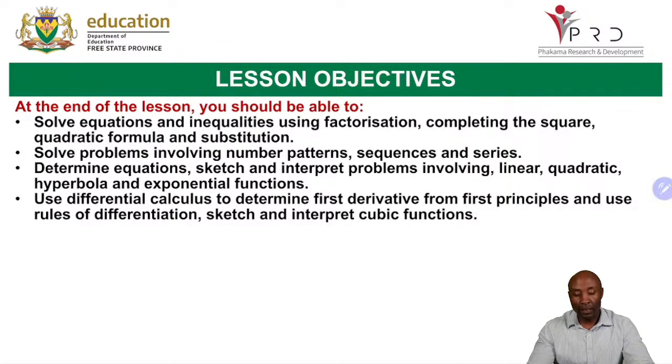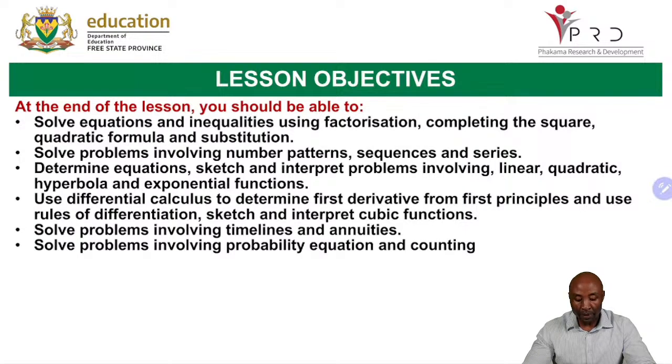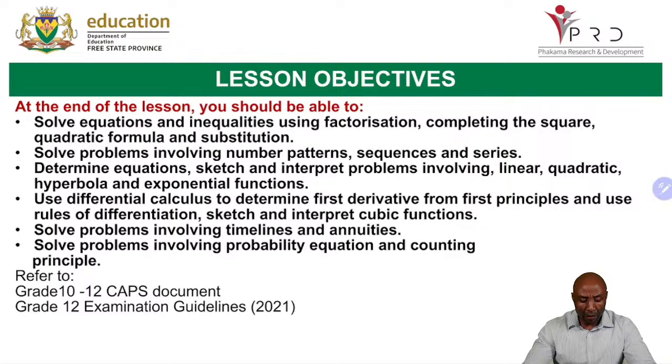We will sketch and interpret cubic functions. We solve problems that involve timelines and annuities, that's financial maths. We'll also solve problems that involve the probability equation as well as the counting principle. Now, we'll refer to the grade 10 to 12 CAPS document as well as the grade 12 examination guidelines. For the topics that you are not able to do, I have taken an extract from the examination guidelines so that as we practice, we know how far we can go.